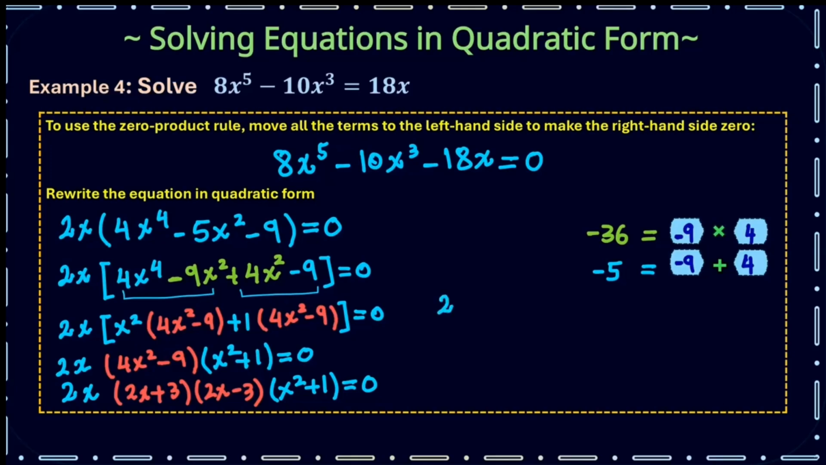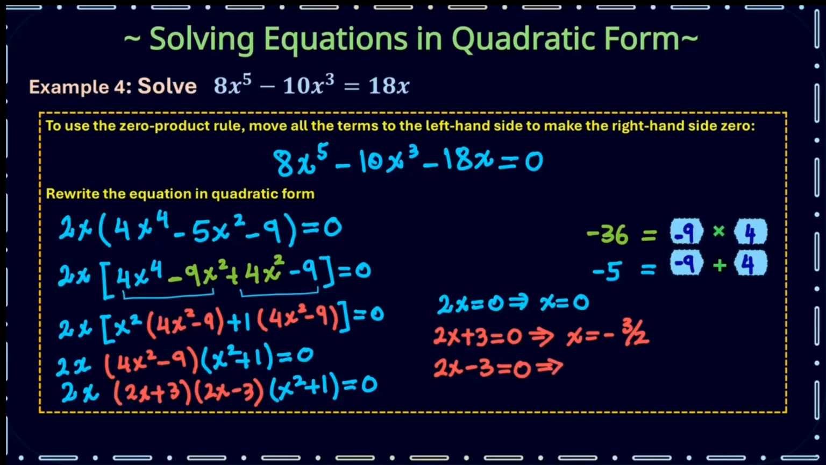We have 2x equal to 0, which results in x equal to 0. We have 2x plus 3 equal to 0. If you move the 3 over, you get negative 3, and divide by 2, that gives you x equal to negative 3/2. And the third factor is 2x minus 3. Set that equal to 0 by the zero product property. If I move the negative 3 over, it becomes 3. Then divide by the coefficient of x, we get x equal to 3/2.